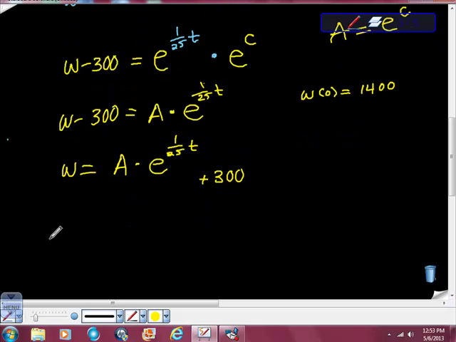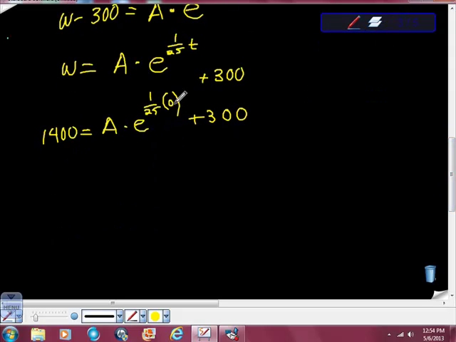And then they give us this value. They say that W is 1400 when t is 0. Plus 300 here, and of course, e to the 0 power is just 1. So we get a plus 300 is equal to 1400. Solving for a, a is equal to 1100.